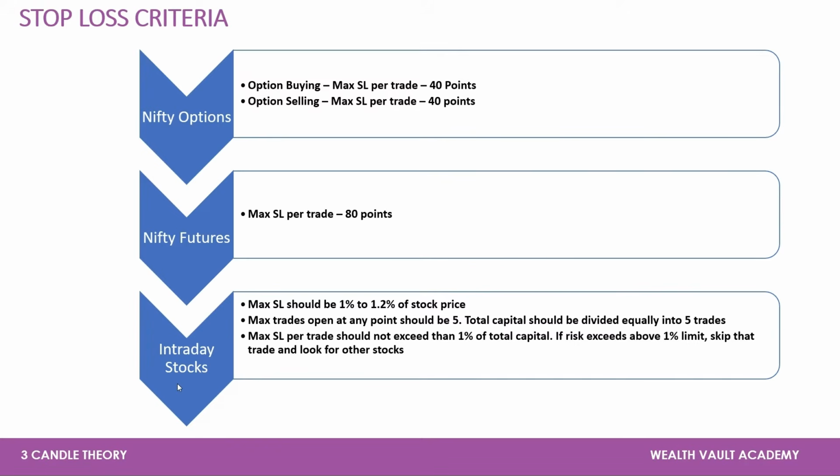As mentioned in the risk management and position sizing video, I have clearly explained that we should take only 5 trades with whatever total capital we have. So max trades open at any point should be 5, and total capital should be divided equally into these 5 trades. Max SL per trade should not exceed 1% of total capital risk. Always remember this. If risk exceeds the 1% limit, skip that trade and look for other stocks.